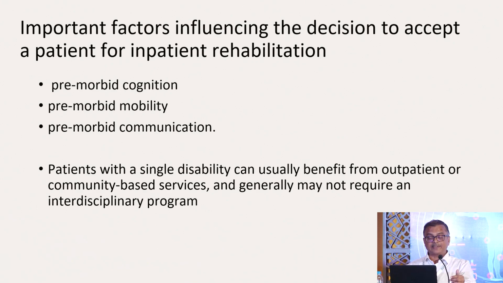These are the important factors that will influence the decision to accept a patient for IPD rehab. That is pre-morbid cognition, pre-morbid mobility, and pre-morbid communication. If the patient was paralyzed before the stroke, then you cannot expect that patient is going to run after your rehabilitation. Similarly, before the incidence of a stroke happened, pre-morbid conditions are very important, and they need to be noted in the history sheet.